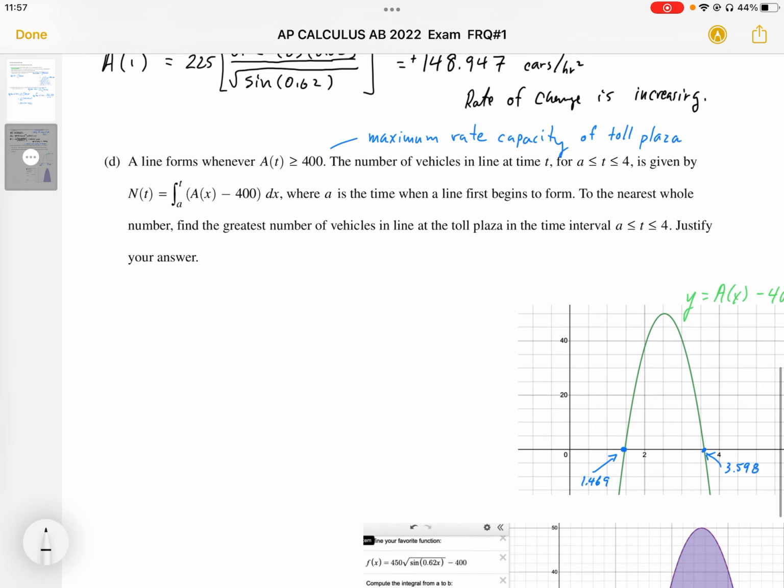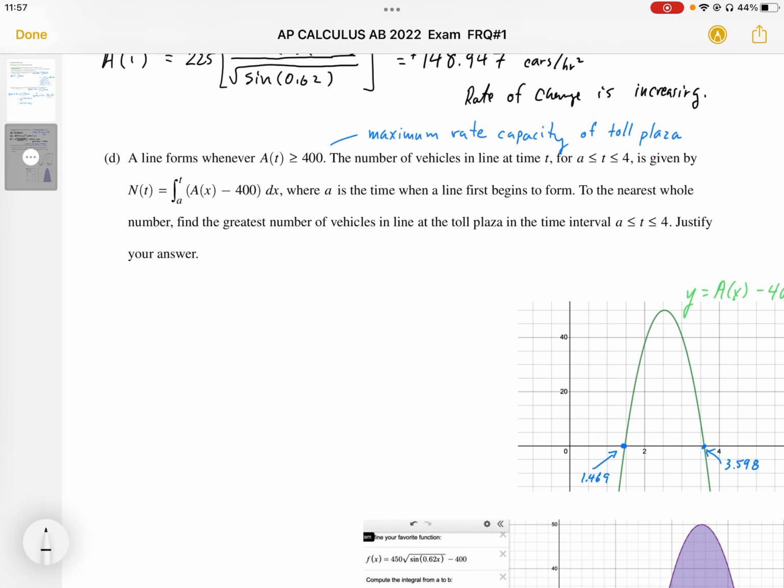Part D. A line forms when A of t is greater than 400. So 400 represents the maximum rate capacity of the toll plaza, because as cars come quicker than 400 cars per hour, we're going to start accumulating. The number of vehicles in a line for time t, where t is greater than a and less than 4, is given by n of t equal to the integral from a to t of A of x minus 400, where a is the time at which the line begins to form.